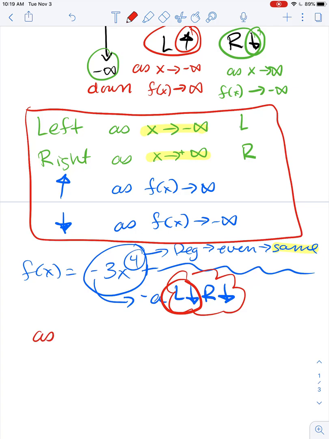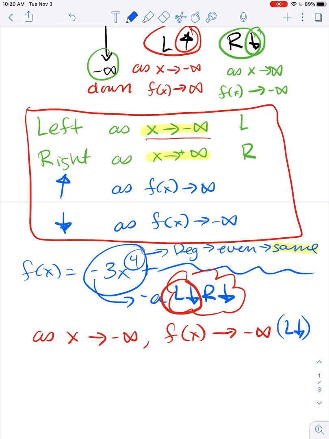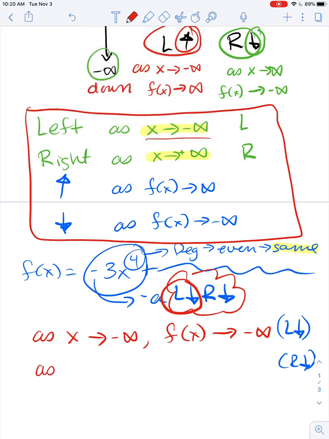So to do this part, the left, it'll read as x approaches, and I'm looking at the left, so it would be negative infinity, f of x, and since it's going down, would be approaching negative infinity. That is the equivalent of writing the left end goes down. When it's time to write that the right end goes down, I go through there and think, okay, so now I'm talking about the right end, and the right end is as x goes to positive infinity. And again, since it's going down, I would write f of x goes to negative infinity.